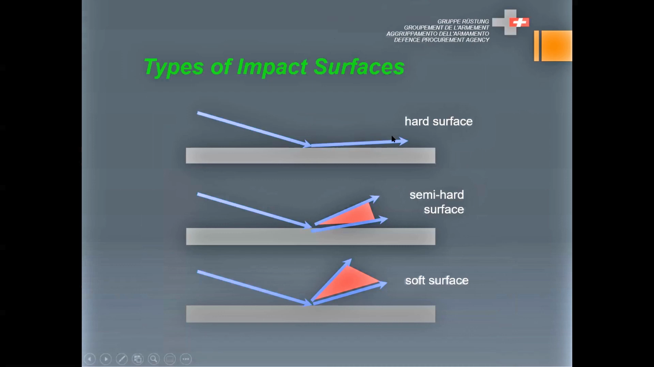So here it is for your enjoyment and entertainment. We have a hard surface. This is your angle of impact. This is your ricochet angle. A hard surface will have a low ricochet angle. Okay, semi-hard surface could have a greater ricochet angle. And a very soft surface, like we just spoke about, will have an even greater ricochet angle.